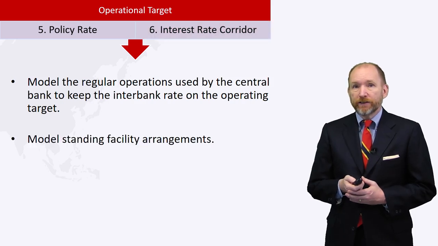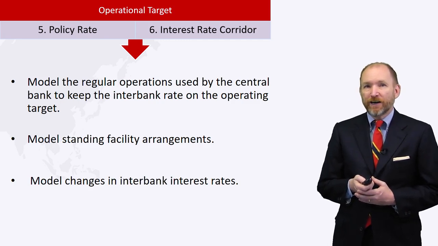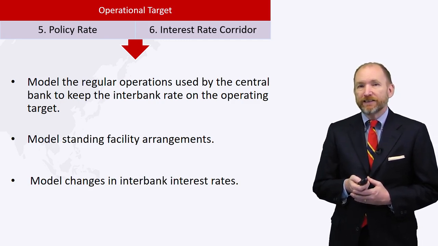To reinforce the operational target, the central bank creates an interest rate corridor with a set of standing facility arrangements, which allows banks to adjust their own liquidity whenever the interbank rate deviates too far from the target. The central bank policymakers can then adjust the operational target simply by changing the position of the interest rate corridor when required by economic conditions.